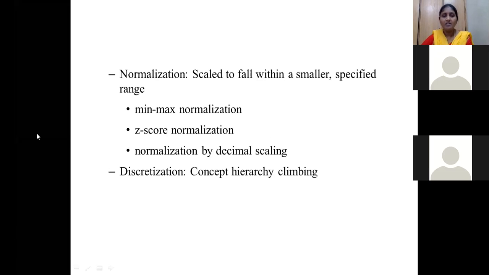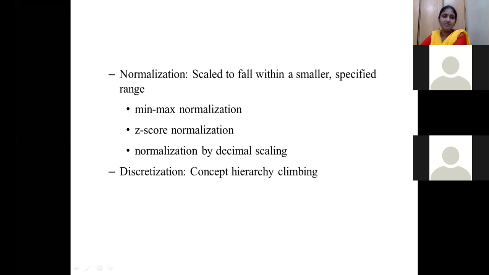So the data is scaled to fall within a smaller or specified range. The range we will take is either 0 to 1 or -1 to 1. We apply the normalization method, and all the data values of a particular attribute will come to the normalized values, whatever range we are taking.